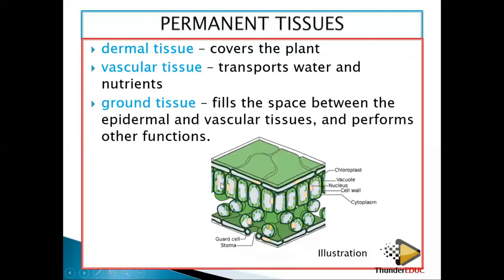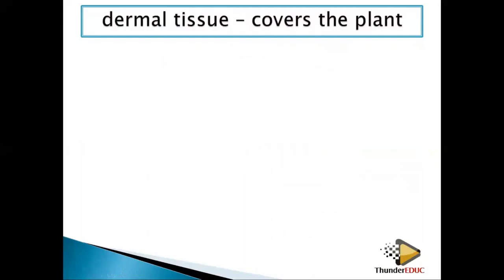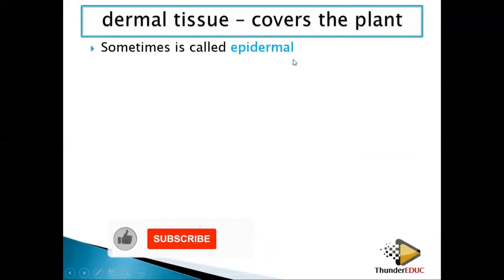If you look at them, you have this outside part. You'll find out that you have the dermal cells. Yes, there are dermal cells here. Let's look at them one by one. Dermal tissues cover the plant. When it covers the plant, sometimes it's called epidermal. Epi means out or up. Yes, so it is sometimes called the outer layer or outer skin.